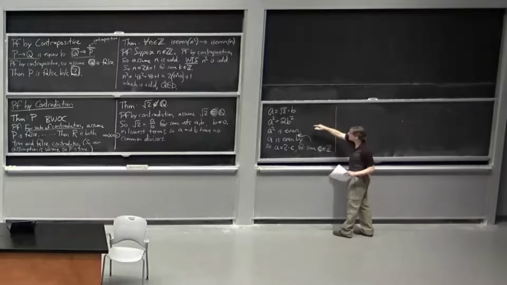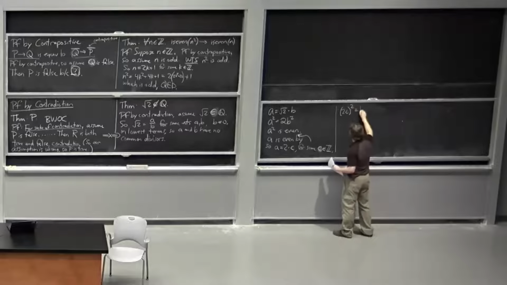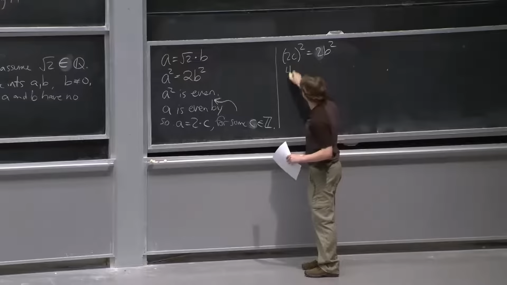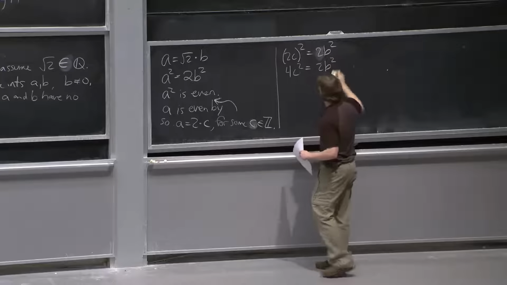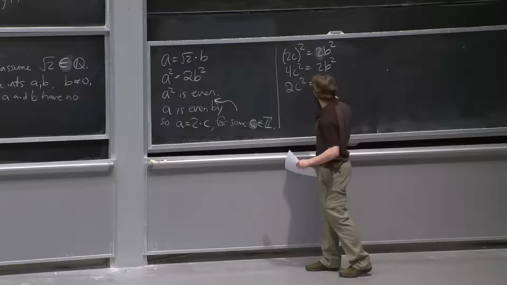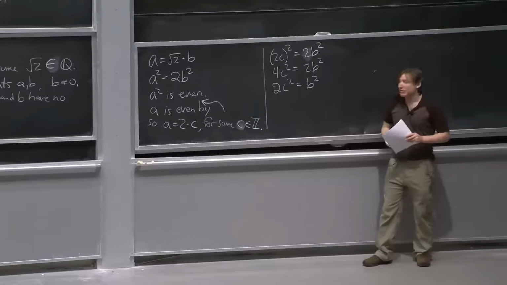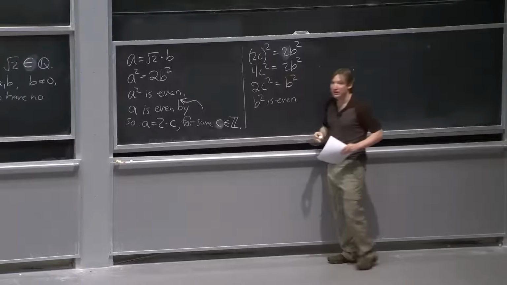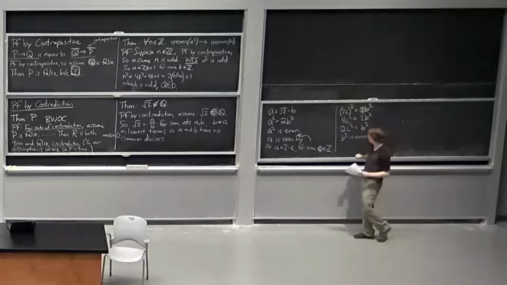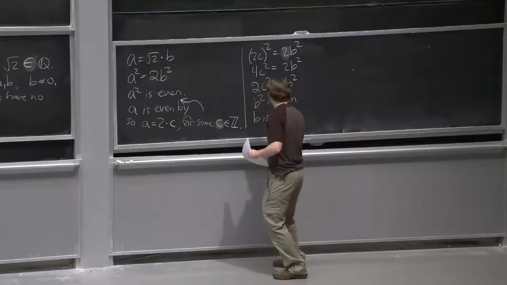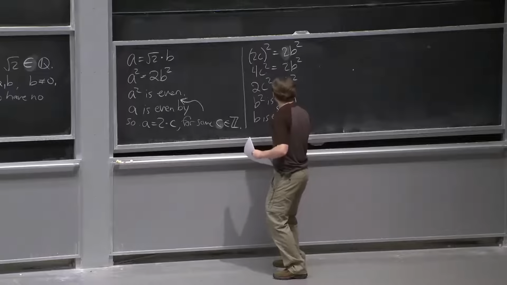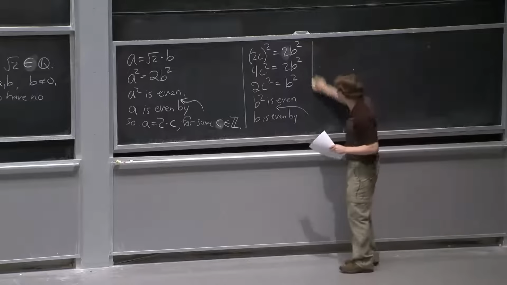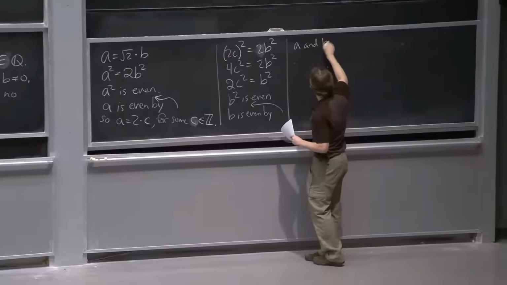So now this says that (2c) squared equals 2b squared. So this says that 4c squared equals 2b squared. We can divide by 2. This says 2c squared equals b squared. But now b squared is even. And as we know, by our lemma over there again, b is now even by the same theorem. OK, so a and b are now both even.